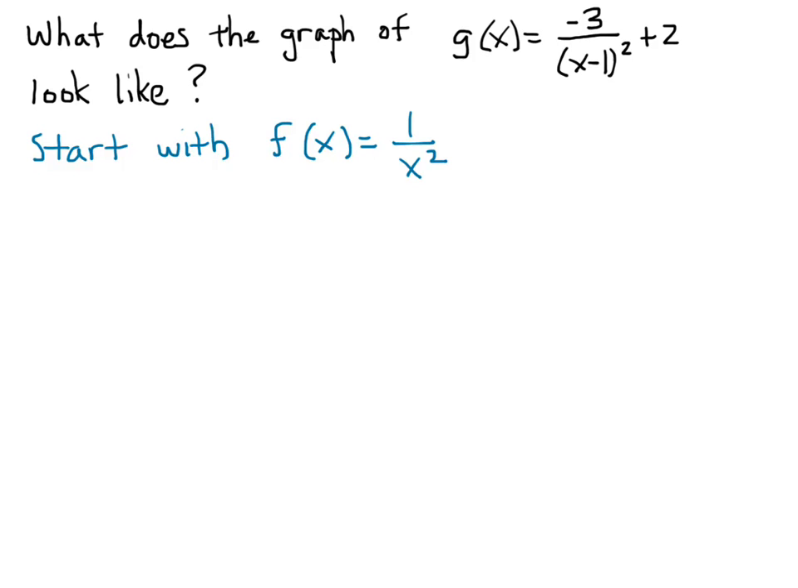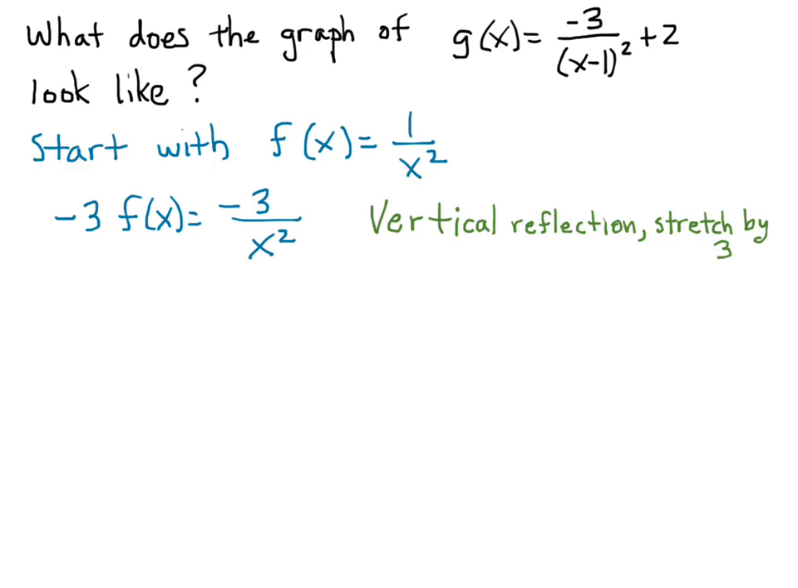Okay, we're going to start with this one. This is kind of at the core of all this, something over some variable squared, right? And so then if we multiply this function by -3, we get a vertical reflection, and we're going to stretch it by 3. And I will be drawing this in just a moment here. So it'll be a vertical reflection stretched by 3.